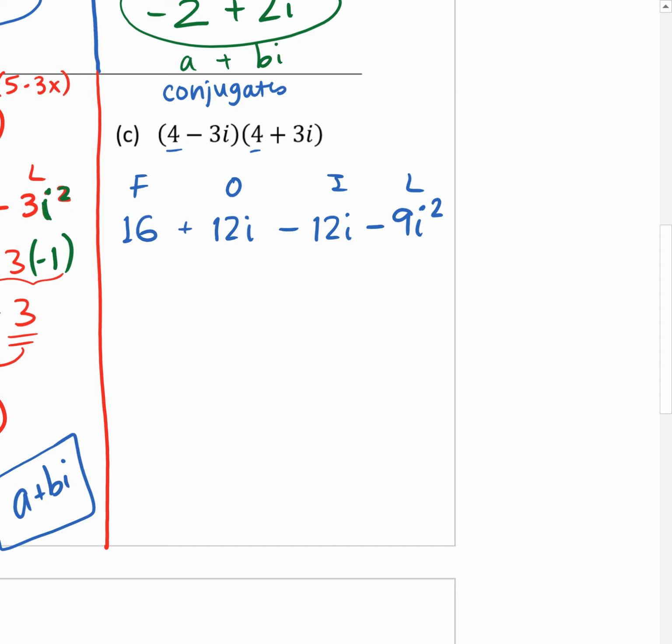Alright, so it's kind of similar to the last one. I have like terms in the middle, but this time the like terms in the middle cancel. 12i minus 12i is 0, which kind of should ring a bell as far as conjugates go. Remember when you multiply conjugates, your outer and your inner are going to cancel. And as far as that last term goes, you have a negative 9i squared. But remember, every time you see an i squared, you want to replace it with negative 1. Without even thinking about it. It should become second nature.